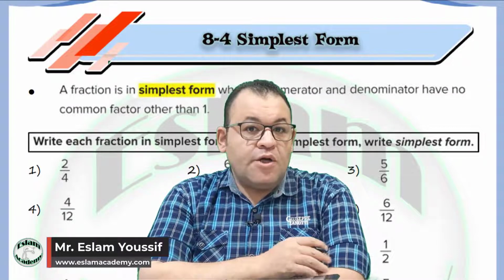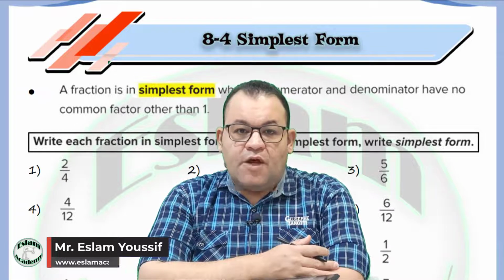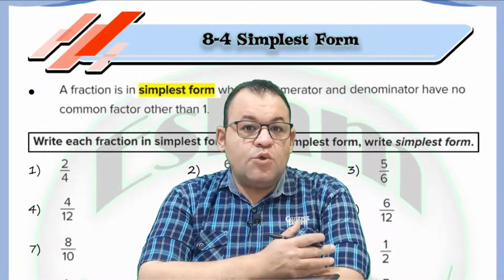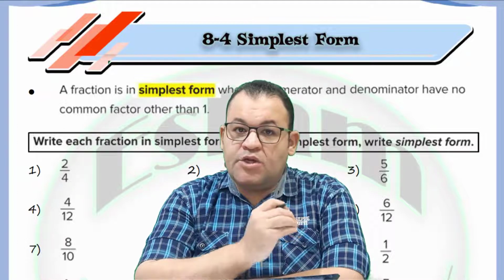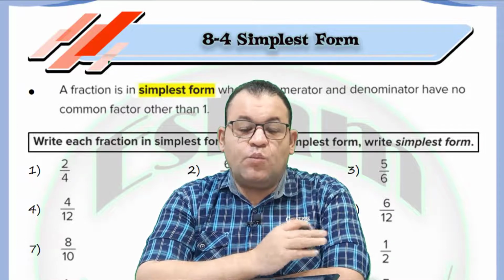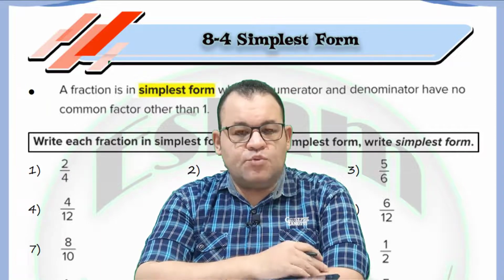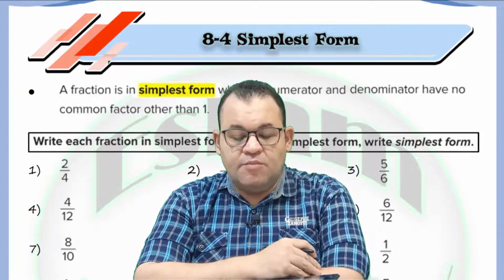In this video we are talking about simplest form. Simplest form is one of the forms of equivalent fractions. But in equivalent fractions you can multiply or divide the numerator and denominator by the same number. In simplest form we need to check that we can't divide the numerator and denominator by any number except 1. So that is the meaning of the simplest form.